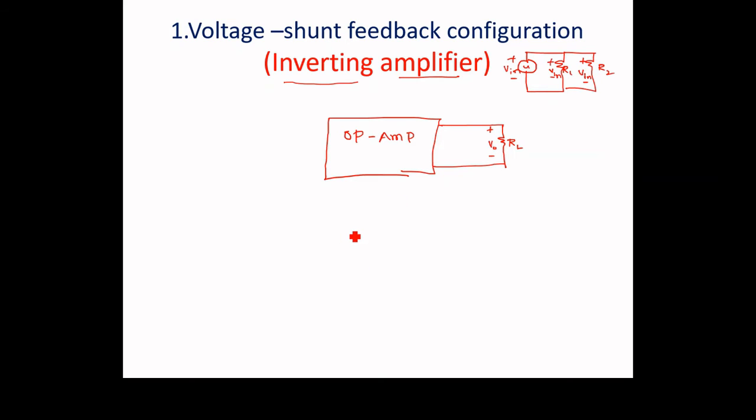So this output sample we are connecting to the input through some feedback network. Some network has to be present. Sometimes it may not be present, and we may connect directly. But here we are assuming some feedback network is present.